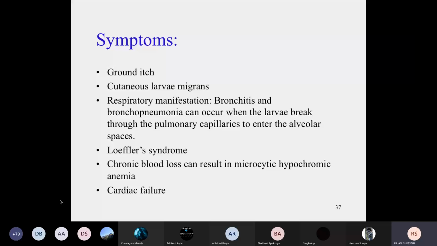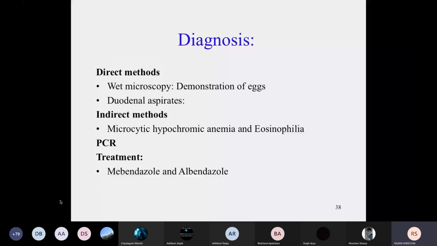And here also the patient will have fever, shortness of breath, productive cough, hemoptysis, okay? And there might be chronic loss of blood, as these parasites lead to microcytic hypochromic anemia and later the patient might have cardiac failure. For the diagnosis we can do stool microscopy, where you can see the eggs, and sometimes through duodenal aspirates you can also find some eggs as well as the larval form, okay? As this parasite leads to anemia, there will be an increase in the eosinophil count. With the help of PCR also we can diagnose the disease. And in the treatment we can use mebendazole as well as albendazole.